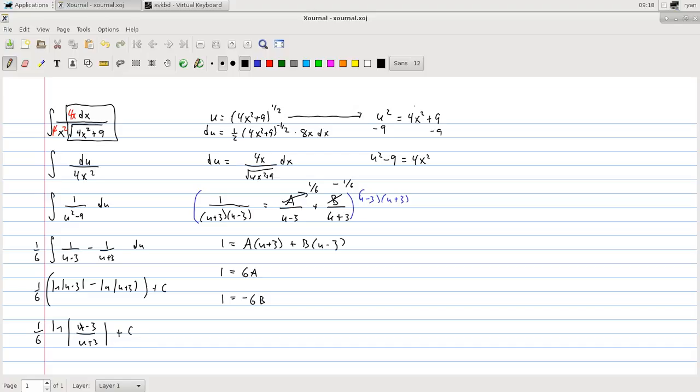And then finally we can replace all the u's that we see with what our original u was, this substitution up top. So this will give us 1/6 ln of u minus 3, so the square root of 4x squared plus 9 minus 3, divided by u plus 3, which is the square root of 4x squared plus 9 plus 3, plus c.